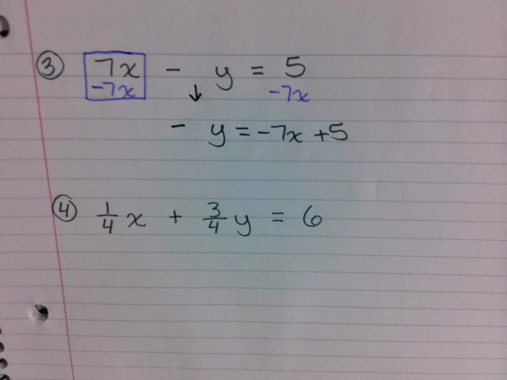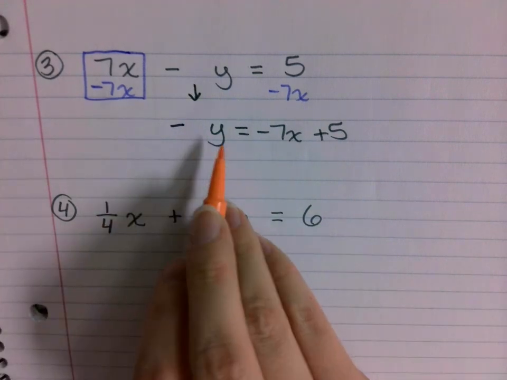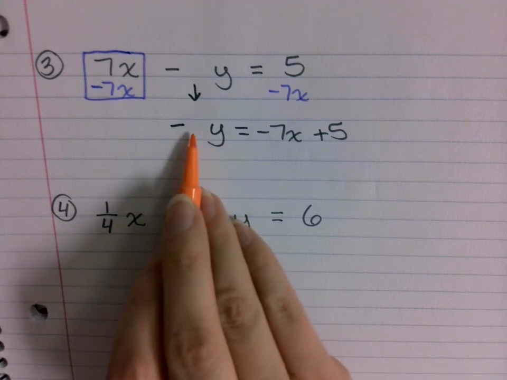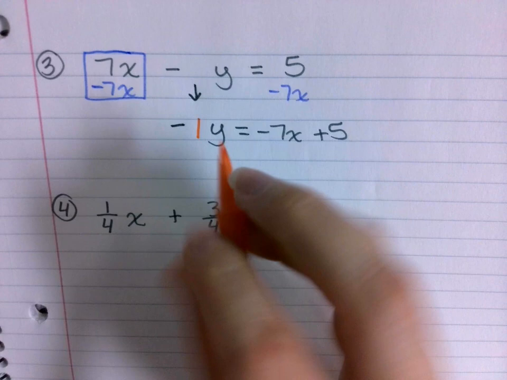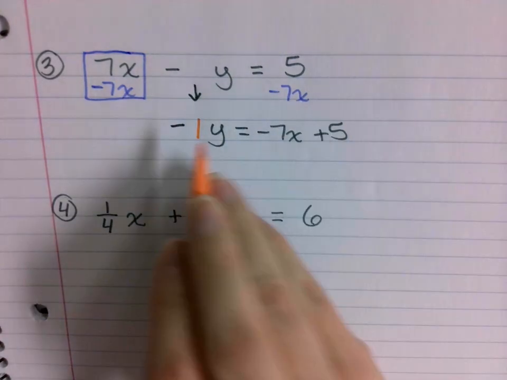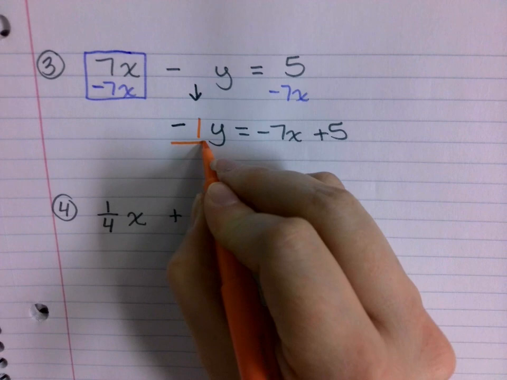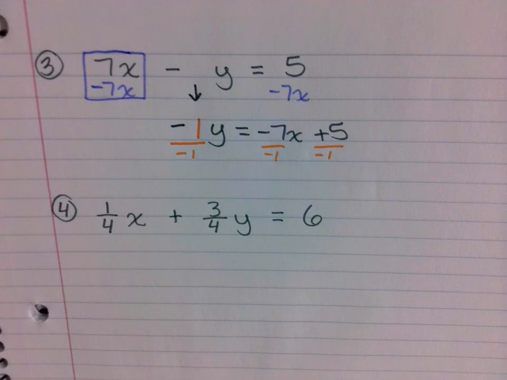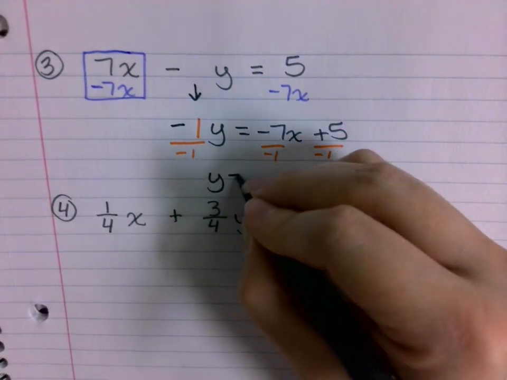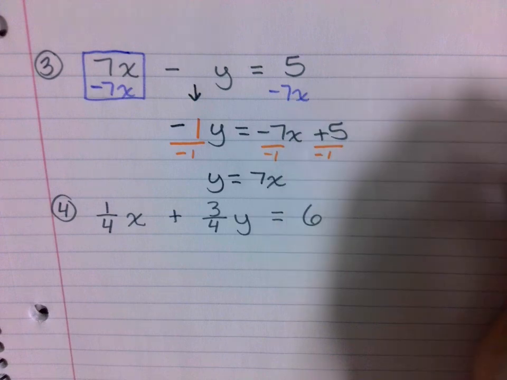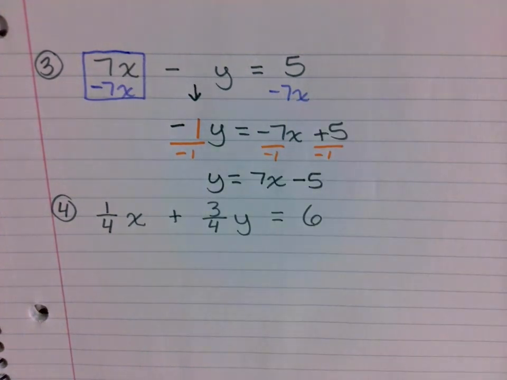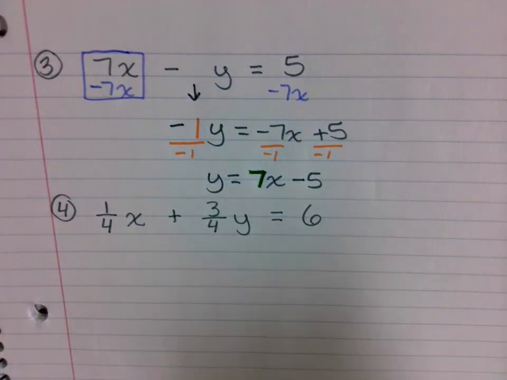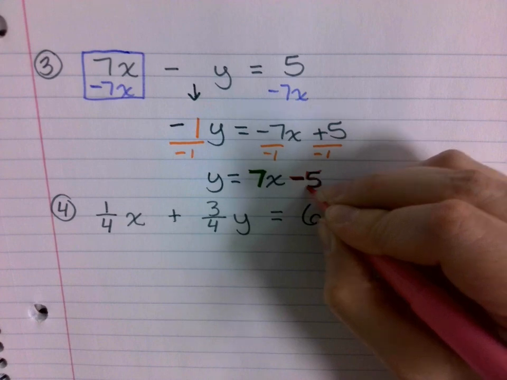And now y is not isolated. It's not by itself because right now it says negative y. What's technically written here that we don't have? A 1. So it's a negative 1y. So instead of a negative 1, we want to go ahead and do the inverse, which is to divide everything by negative 1. So we're going to divide all values by negative 1. And that's going to give us y is equal to a positive 7x minus 5. A positive 7x, and I forgot to write it in green and pink. So we have a positive 7x, and then we have a minus 5. There's our final equation.